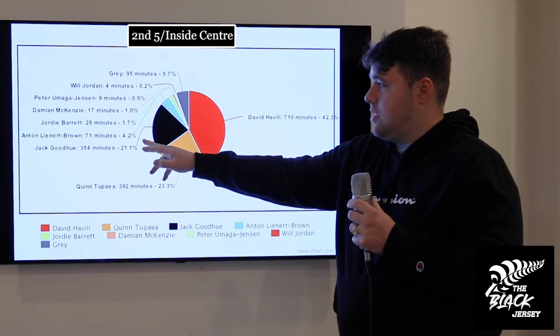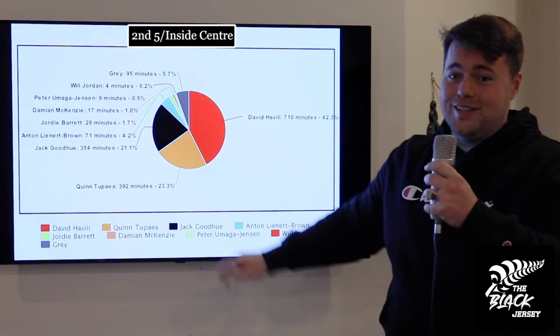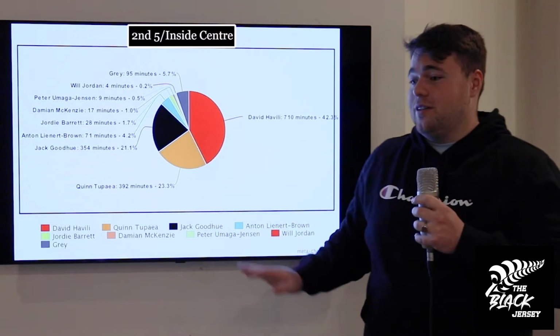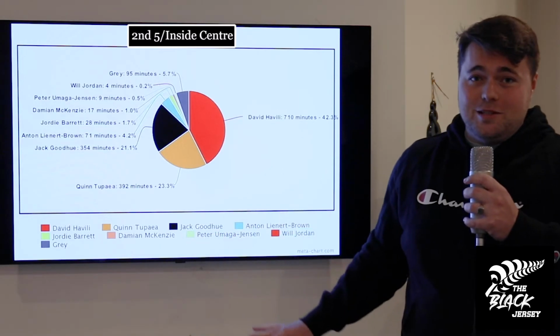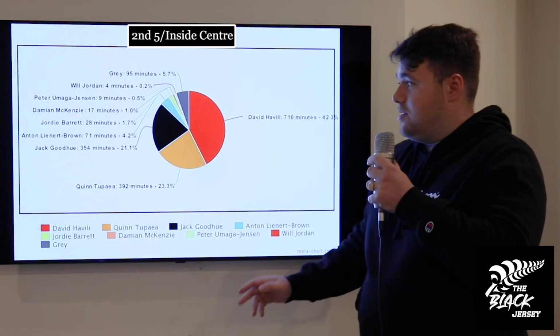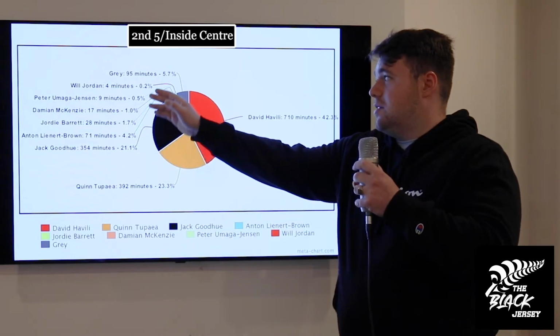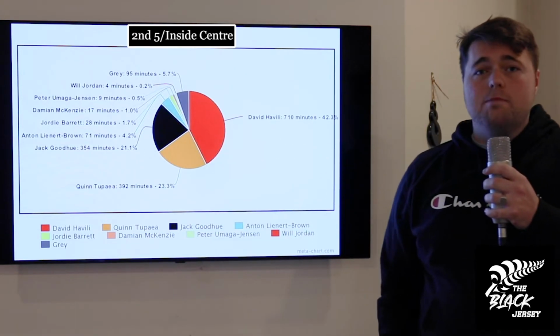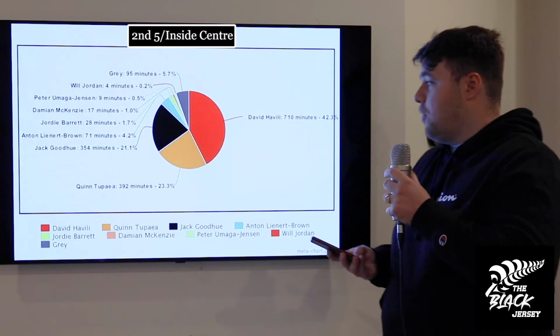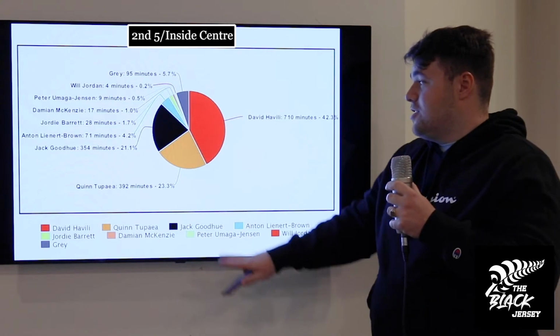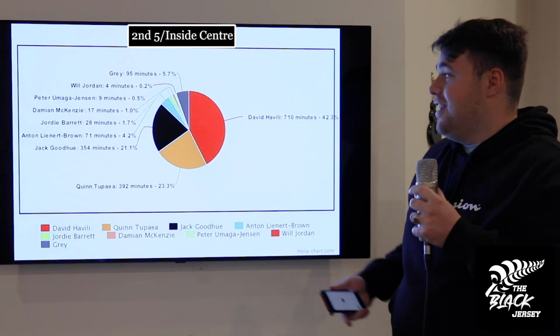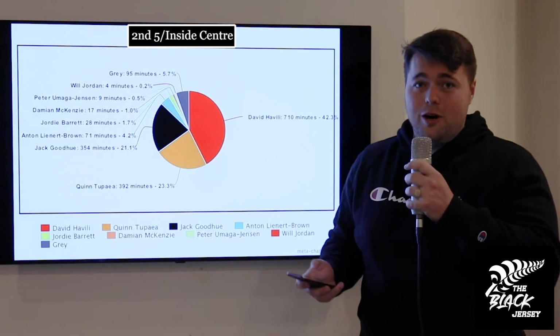Anton Lienert-Brown, as you can see, has only played 71 minutes in the jersey, so it's okay if Lienert-Brown does play second five in the World Cup, as he has played the most at 13. As you can see, Barrett, McKenzie, Umaga-Jensen and Jordan have also spent a wee bit of time at second five off the bench. This jersey's only got two genuine operators, so just stick with these guys. That's the only way I see things going forward.